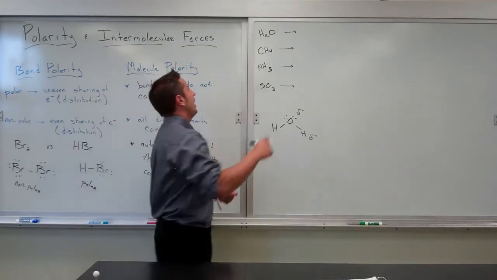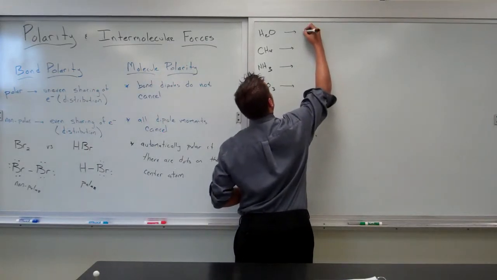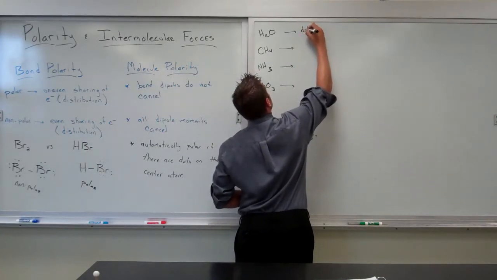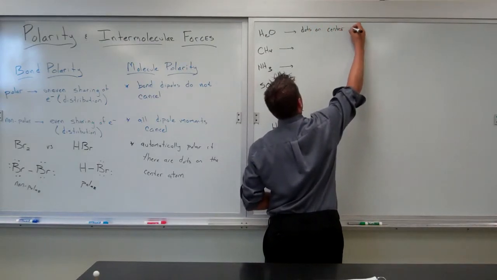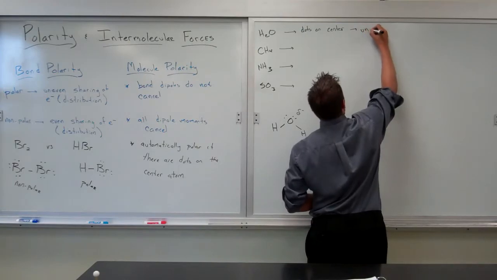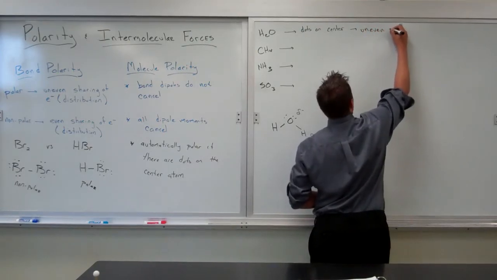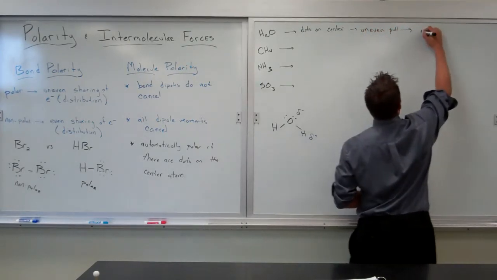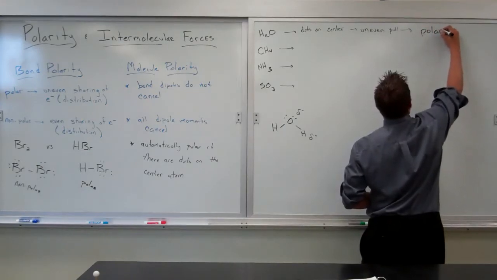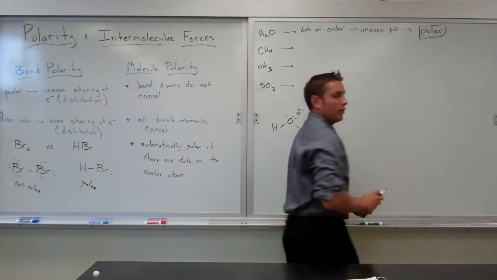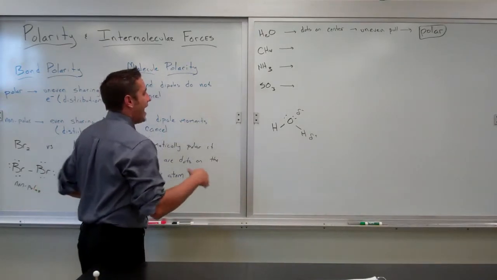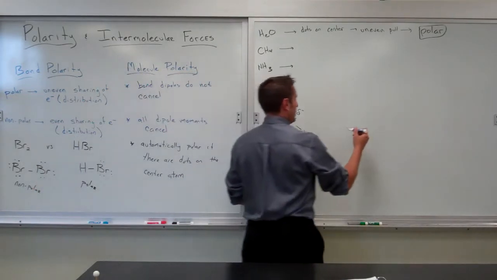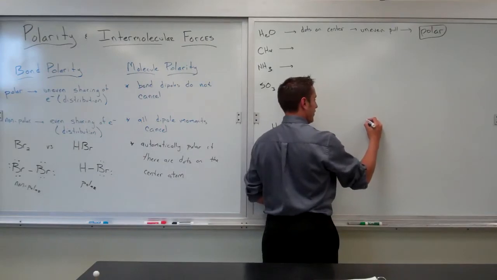Right, so because this has dots on the center, that means it has an uneven pool. It is a polar molecule. If I took a look at CH4, CH4 would look like this.